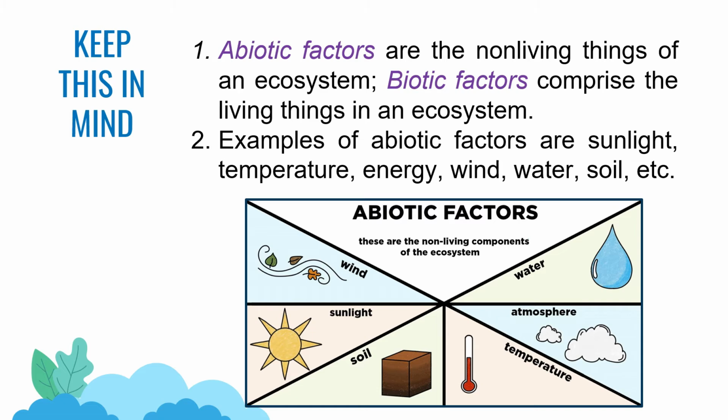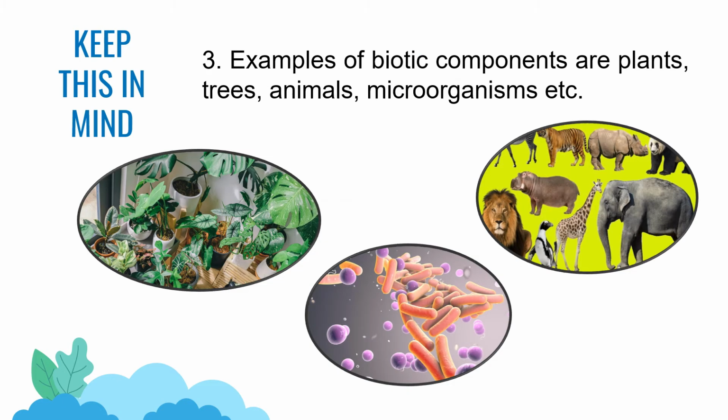2. Examples of abiotic factors are sunlight, temperature, energy, wind, water, soil, and etc. 3. Examples of biotic components are plants, trees, animals, microorganisms, and etc.